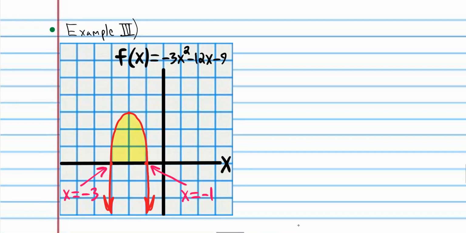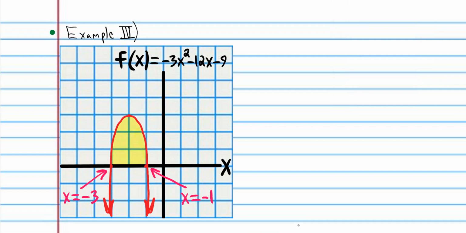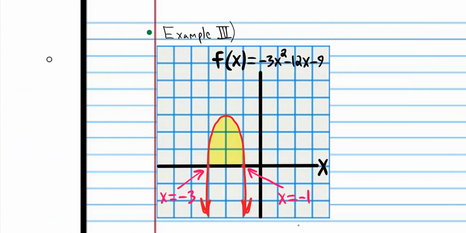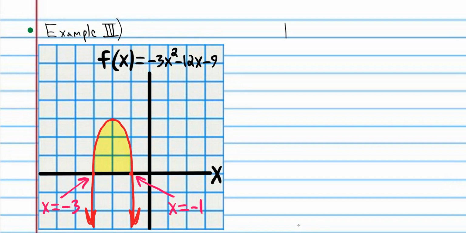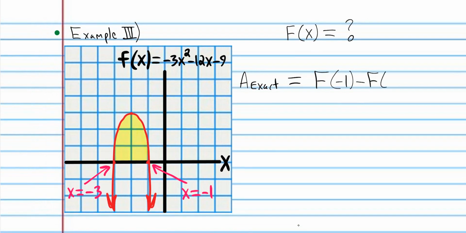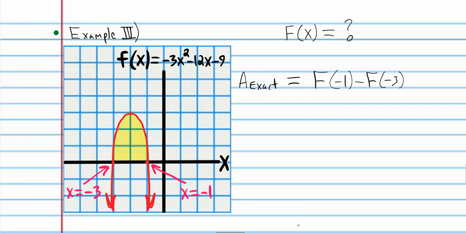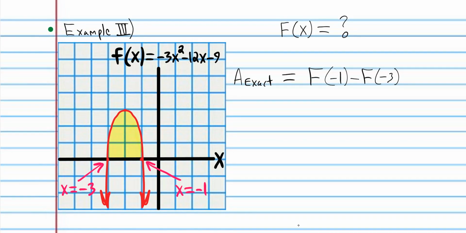So the first thing that you're going to do, and again, what we're trying to accomplish here is to find the area of the shaded region. So the first thing you need to do is find the antiderivative function. What is that? Then, to find the exact area, you simply plug in the right bound, and then plug in the left bound, and then you subtract them. So go ahead and try example 4, and when you come back, we'll do it together.